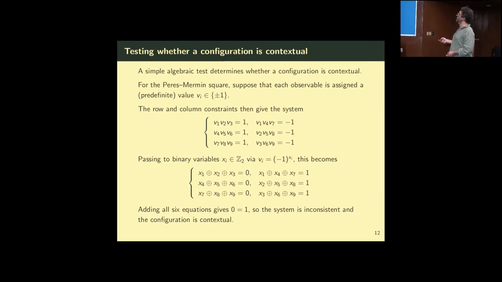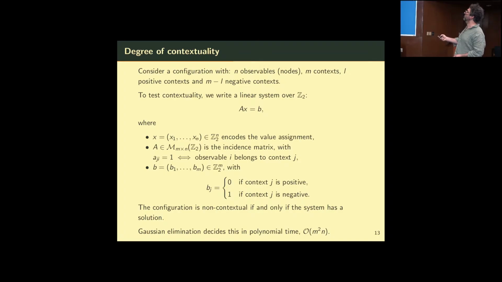And then I have a matrix which is 6 lines and 9 columns, because I have a vector of constraints. The vector of constraints is 0, 0, 0, 1, 1, 1. So here, my vector B is 0, 0, 0, 1, 1, 1. My vector X is x1 up to x9. This is what I would like to find. And my matrix A is the incidence matrix of my geometry. It tells me if a node is in some given context. And you can encode this.